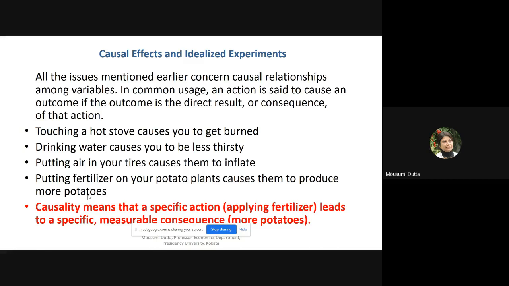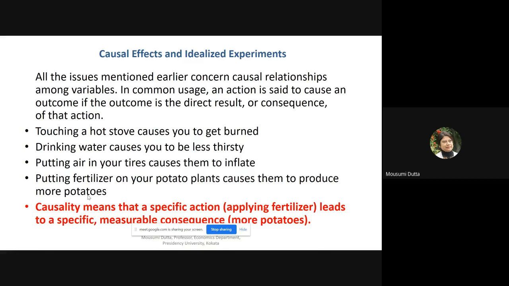Now, to understand things better, please go through this slide. All the issues mentioned earlier concern causal relationships among variables. In common usage, an action is said to cause an outcome if the outcome is the direct result or consequence of that action. For example, touching a hot stove causes you to get burned. Drinking water causes you to be less thirsty. Putting air in your tires causes them to inflate. Putting fertilizers on your potato plants causes them to produce more potatoes.